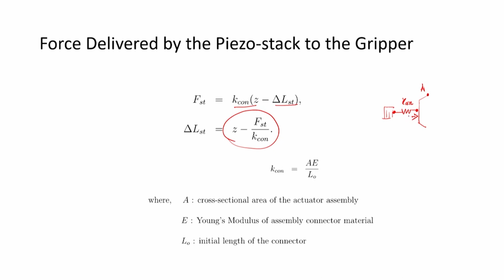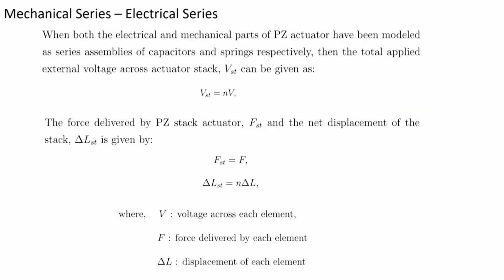and this K con, the connectivity of the stiffness system, can be considered like an axial beam which has a cross section A and length L and modulus of elasticity E. So, K can be written as AE over L. So, we know the stiffness, and because we know the stiffness, if we know delta LST, we know the force, or the other way round, we can use the system.